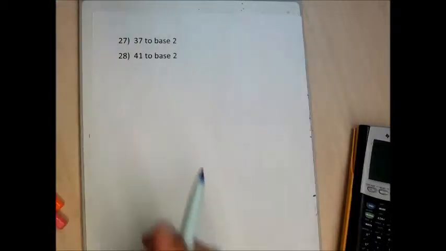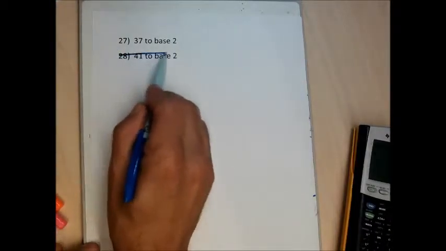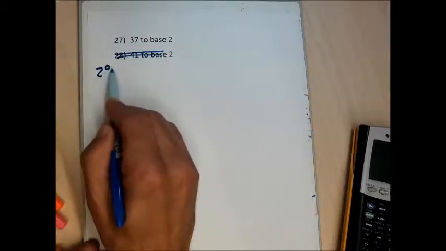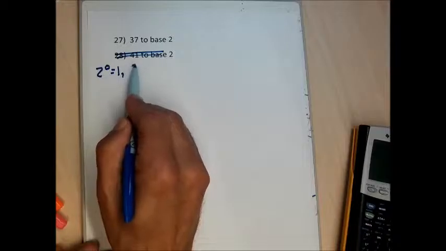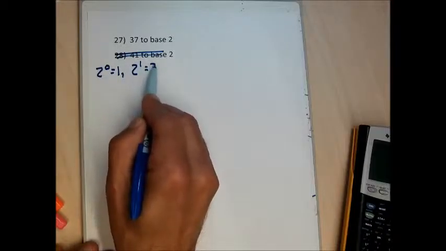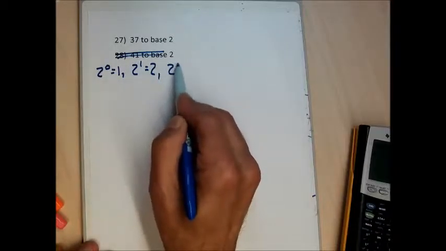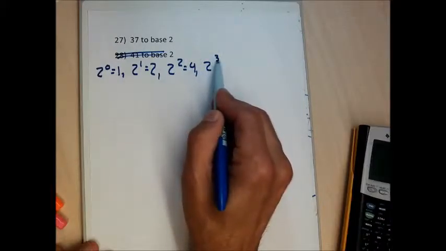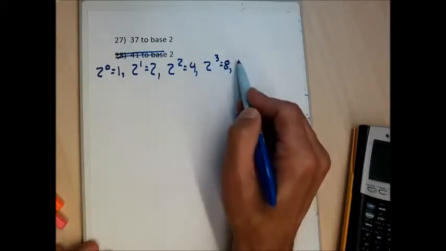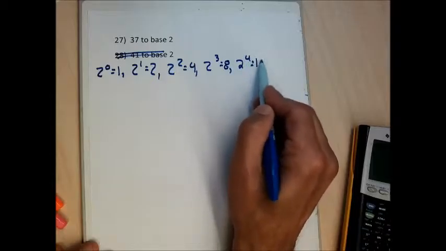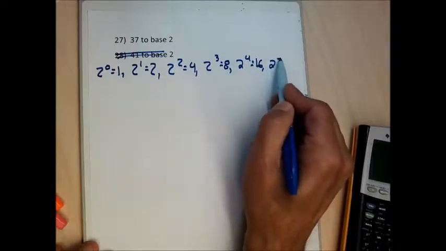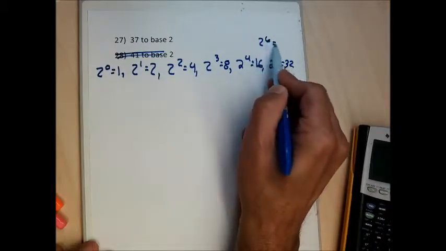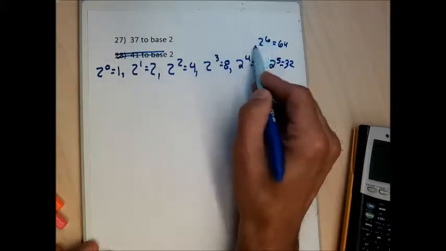So for 27, the powers of 2 that I need: 2 to the 0, which is 1. I need 2 to the 1, which is 2. I need 2 squared, which is 4. I need 2 cubed, which is 8. I need 2 to the 4th, which is 16. I need 2 to the 5th, which is 32. I don't need 2 to the 6th, which is 64, because it's bigger than 37.